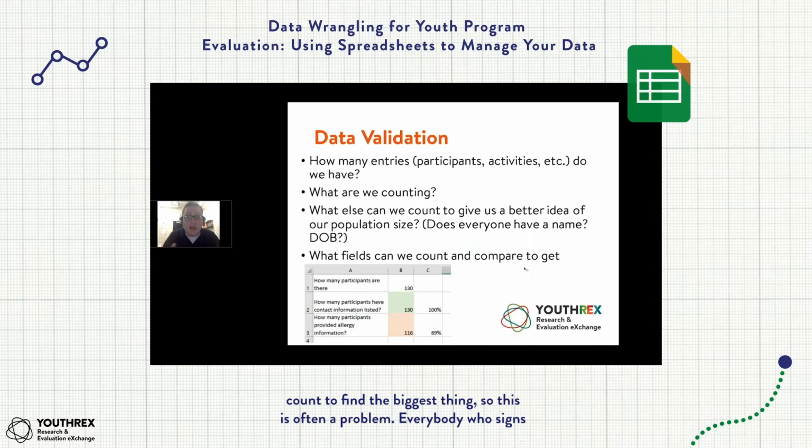So this is often a problem. Everybody who signs up in our program has a name. Not everybody gives us a birthday. Not everybody gives us a phone number. Not everybody gives us contact information. Some people might not give you a name. So you have to figure out, based on the interaction, based on the data that you collect, which field is the best indicator of how many people you have, and count that, because that's going to be the biggest number. And then from there, we can look at all the other ones and compare their relative sizes.